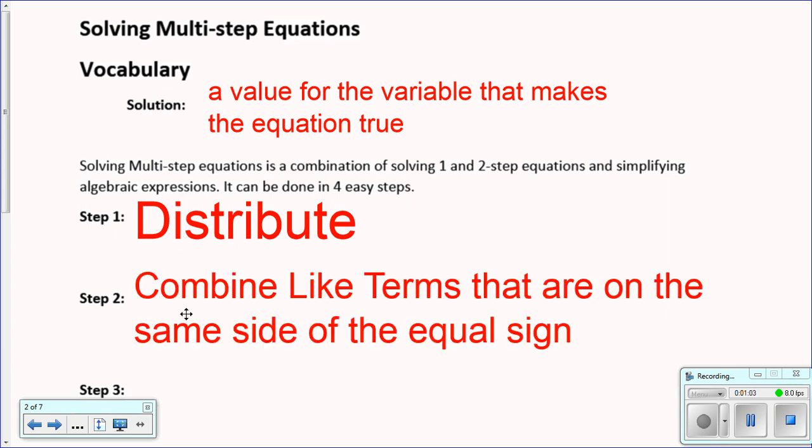Then we are going to combine any like terms that are on the same side of the equal sign. So if you have to jump over the equal sign to combine them, you can't do that. No. They have to be on the same side. They have to be part of the same expression.